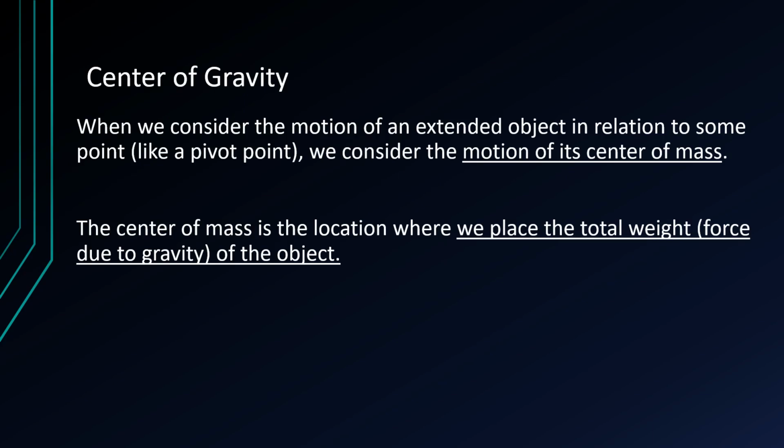So when we consider the motion of an extended object in relationship to some point, like a pivot point, we consider the motion of its center of mass, right? This is the place where we put the total weight or the force due to gravity of the object at that specific location.